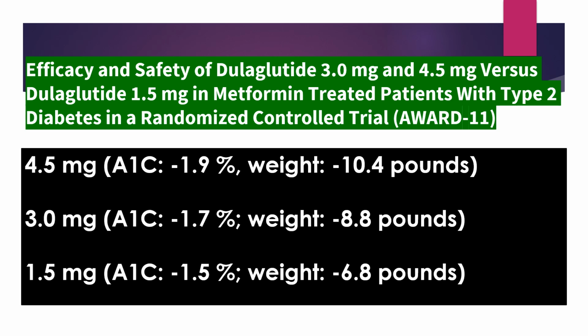With 4.5 mg, hemoglobin A1C improved by 1.9% and body weight reduced by 10.4 pounds from baseline. With 3 mg, hemoglobin A1C improved by 1.7% and body weight reduced by 8.8 pounds from baseline. Both doses showed significant reduction in hemoglobin A1C and body weight compared to 1.5 mg dulaglutide, with a similar safety profile.